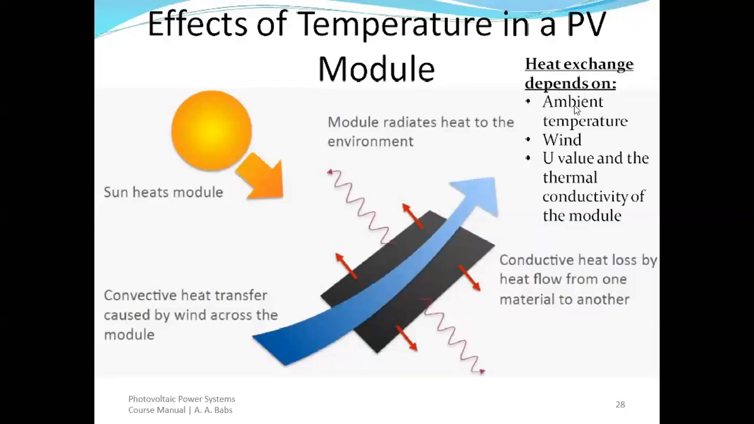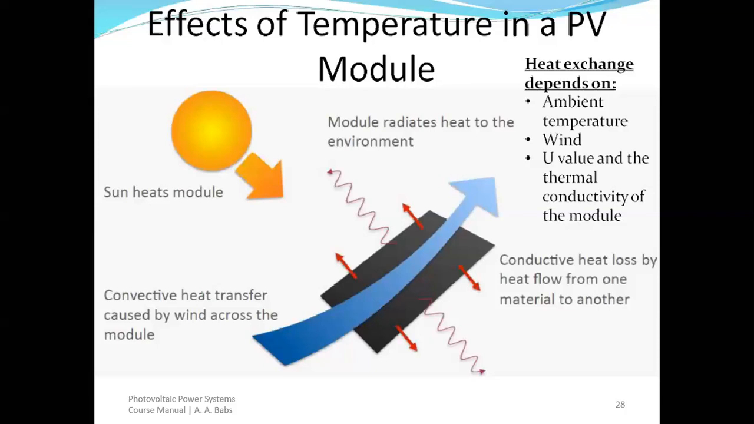So heat exchange depends on ambient temperature. What is ambient temperature? Ambient temperature is the same thing as the air temperature. So heat exchange depends on the air temperature. It also depends on the wind. When there is enough wind, that simply means that cooling can be faster.